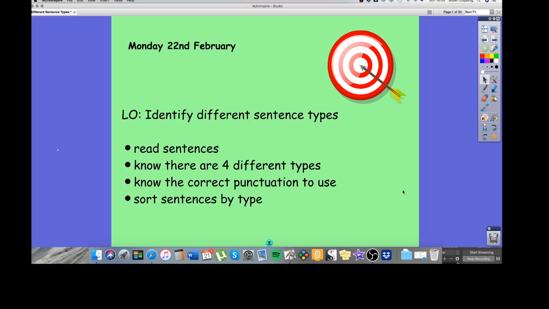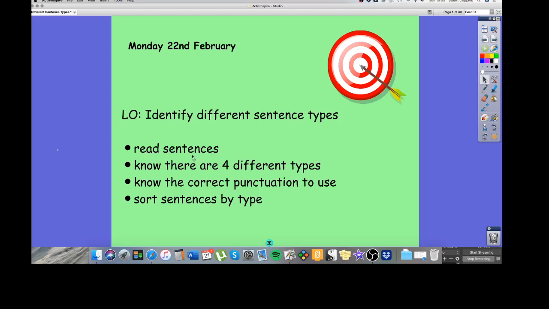Now year ones, this will be a bit of a look into what you need to do for year two. Year twos, you will need to know this ready for going up into year three at the end of the year. Okay, so our objective today is to identify the different sentence types.